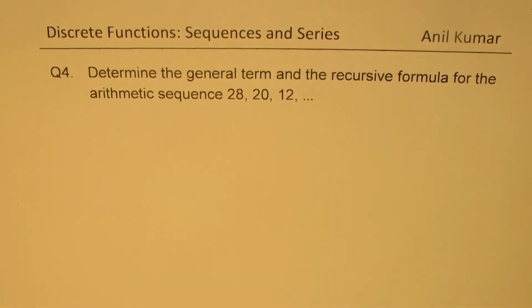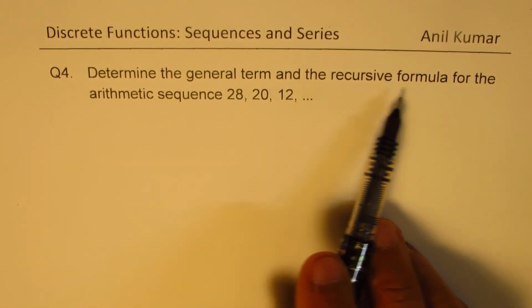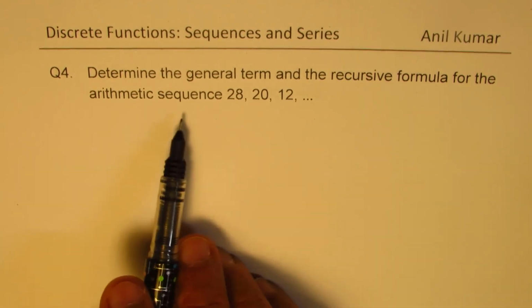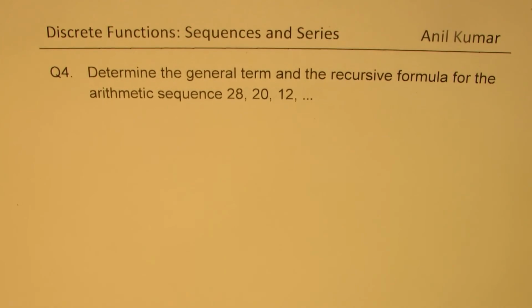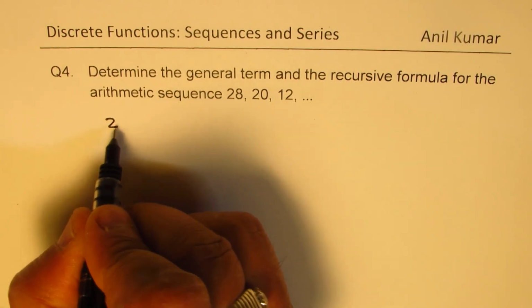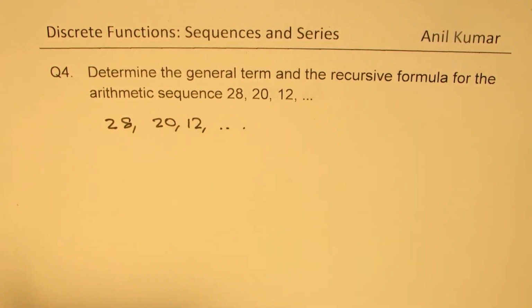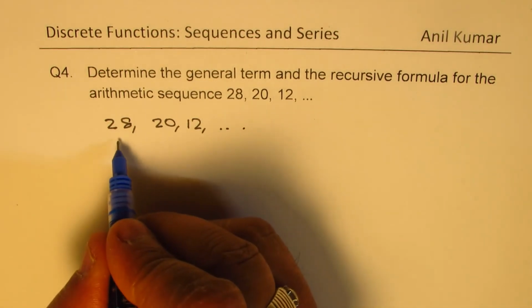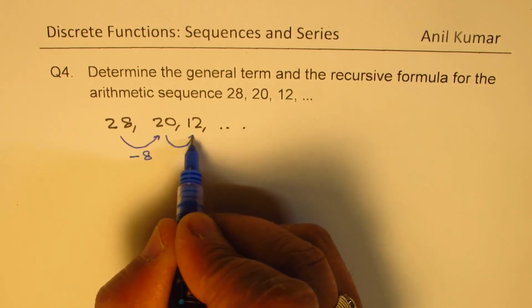Thank you. Here is question number 4. Determine the general term and the recursive formula for the arithmetic sequence 28, 20, 12, and so on. Correct. So we have a sequence which is 28, 20, 12, and so on. As you can see, this sequence is decreasing by 8, so minus 8 each time.